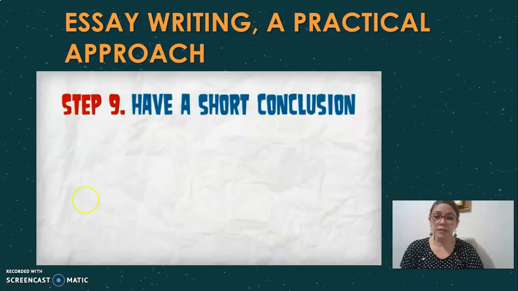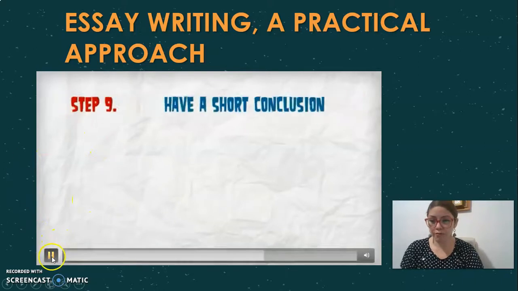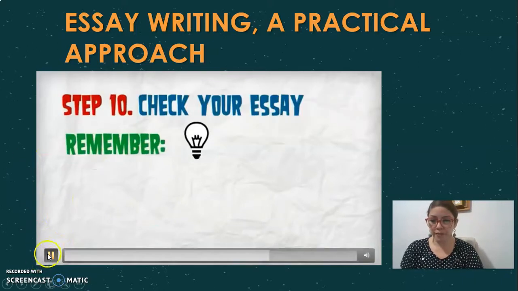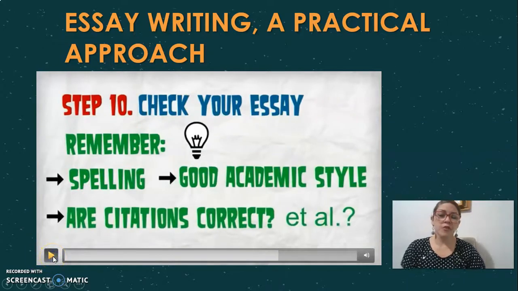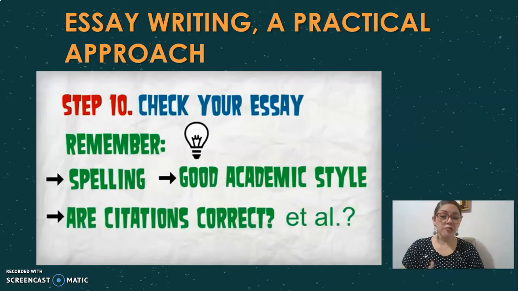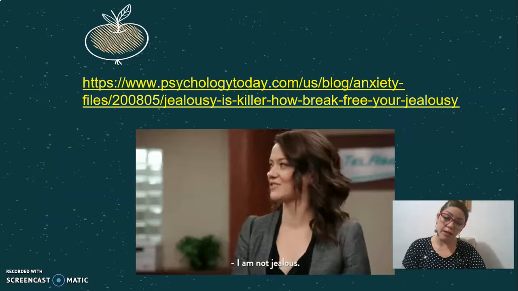Step 9. Have a short conclusion. And finally, on step number 10, check your essay and remember, spelling is important, it needs to have good academic style, and the citations, if you have quotations, you have to quote them correctly.